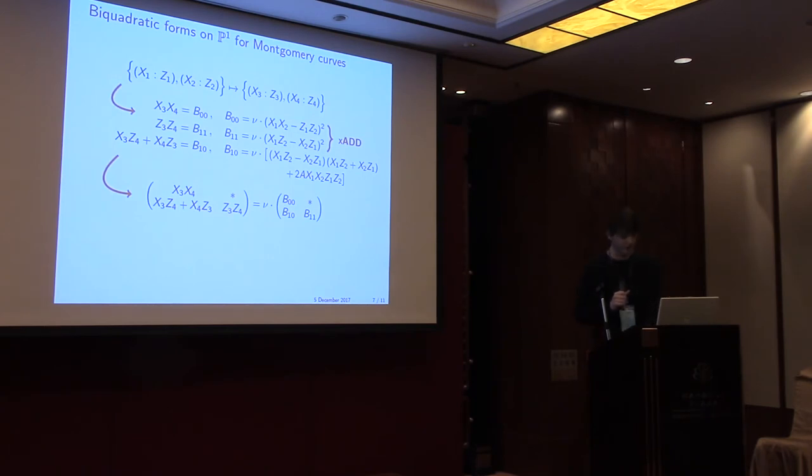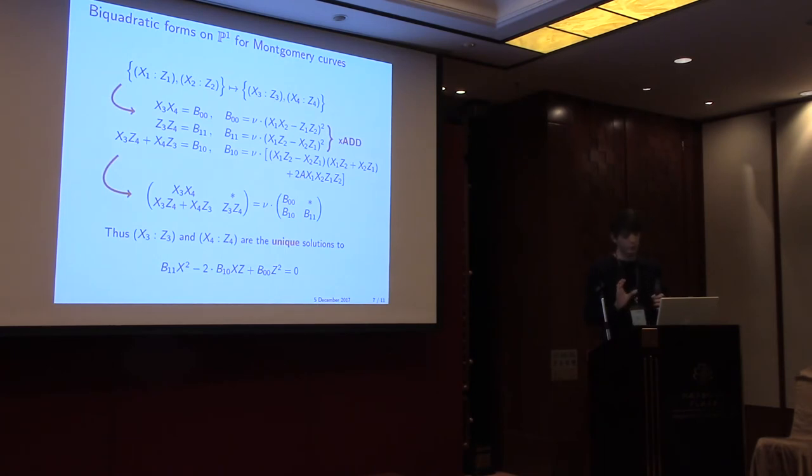So what this defines essentially is some quadratic equation for which the coefficients are exactly these biquadratic forms which I defined earlier. So now, if we want to find x3 and z3 and x4 and z4, we simply have to compute these three biquadratic forms, and we can solve this quadratic equation. And since it's a quadratic equation over some field, it will actually have exactly two solutions, and these solutions will be the sum and the difference.